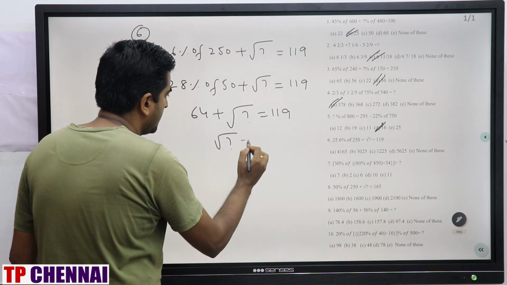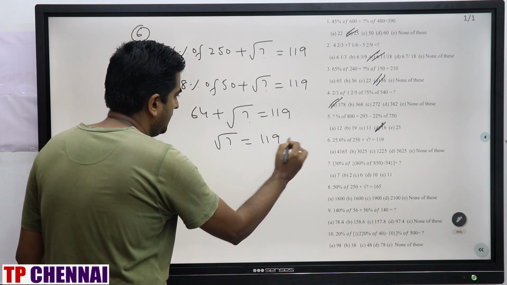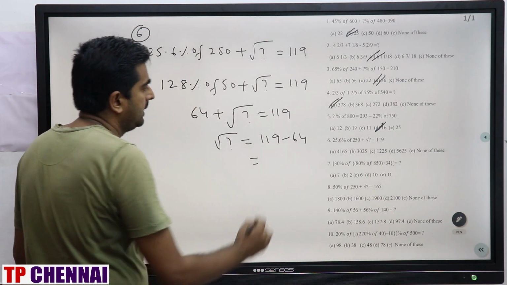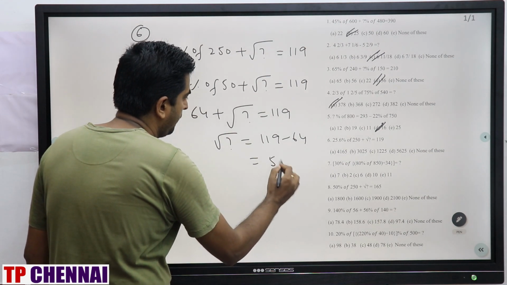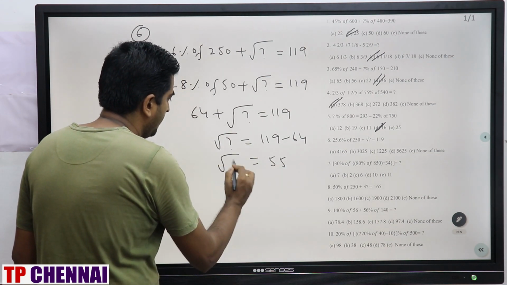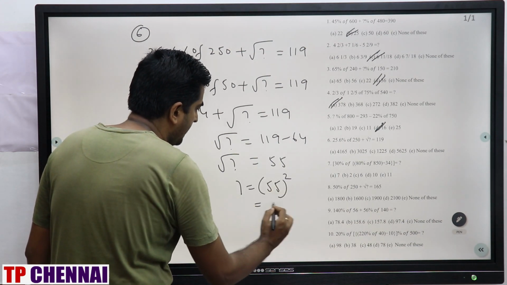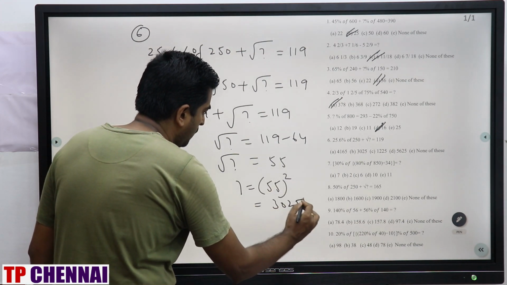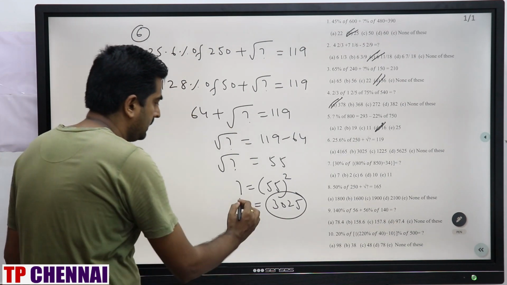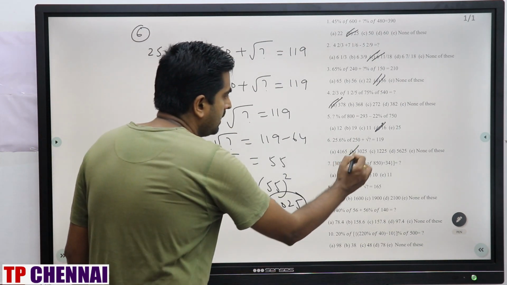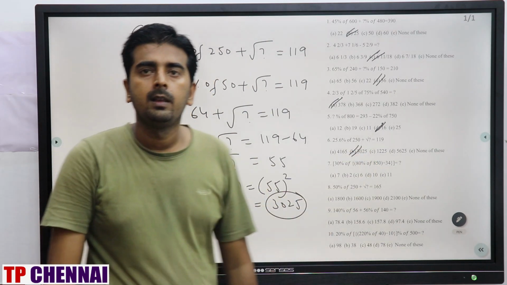What is square root of question mark? 119 minus 64, which is nothing but how much? 55. So what is the value of question mark? 55 square. What is 55 square? 3025. My answer is nothing but 3025, which is nothing but second option.